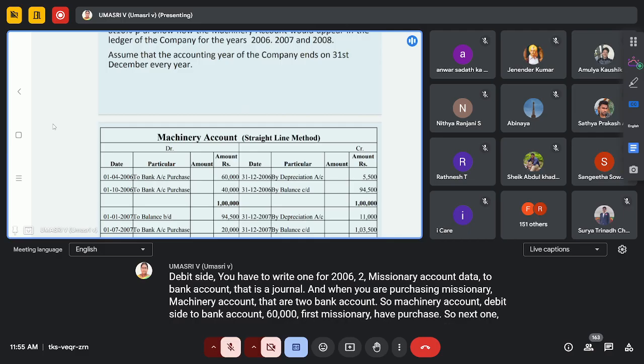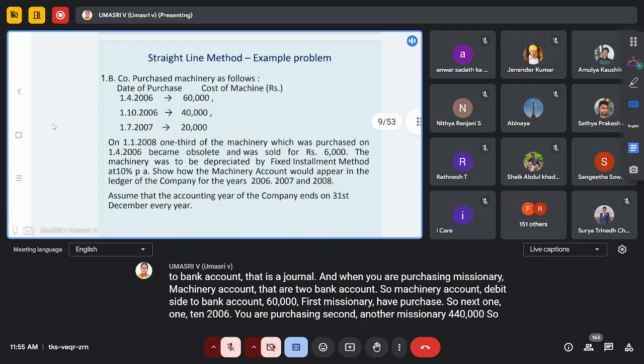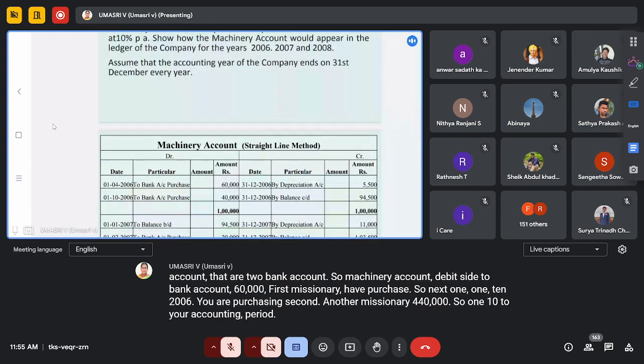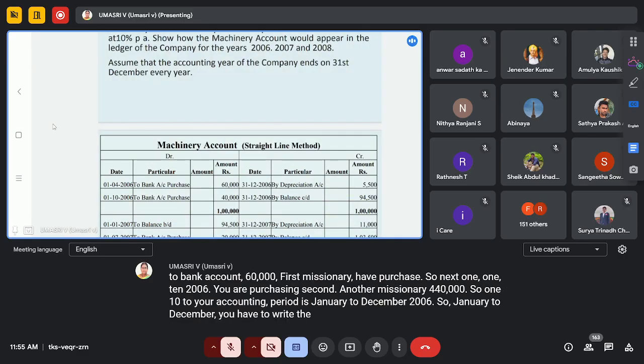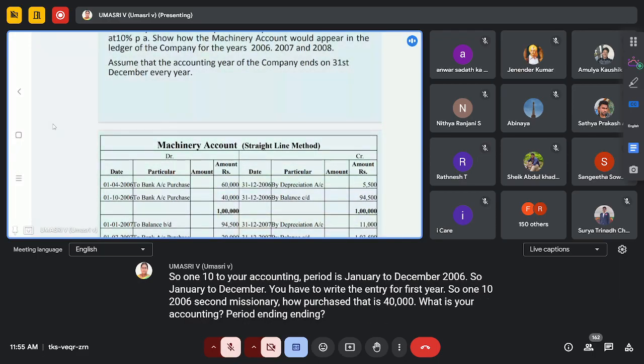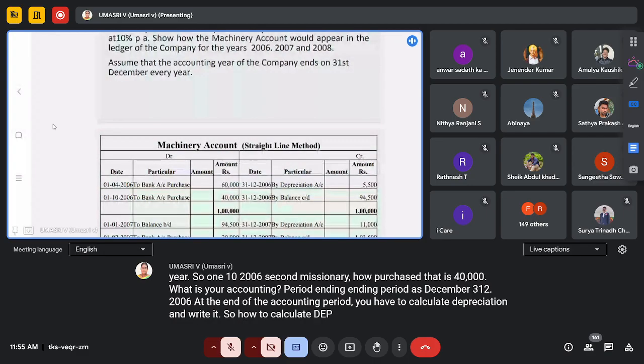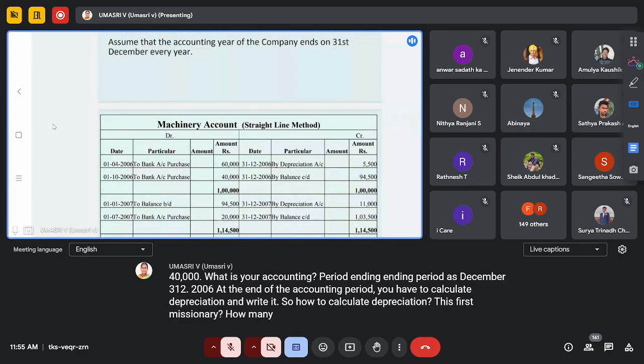Next, on 1/10/2006 you are purchasing another machinery for 40,000. Your accounting period is January to December 2006, so you have to write the entry for the first year. On 1/10/2006 the second machinery you have purchased, that is 40,000. What is your accounting period ending? The ending period is 31/12/2006. At the end of the accounting period, you have to calculate depreciation and write it. So how to calculate depreciation? For this first machinery, how many months have you utilized?